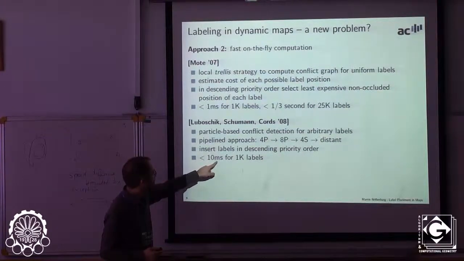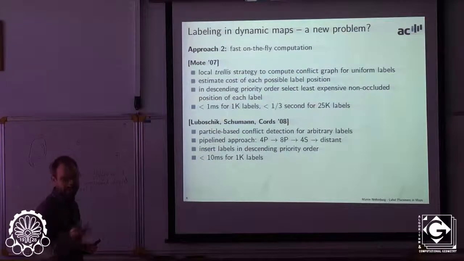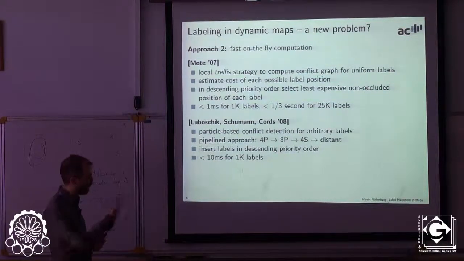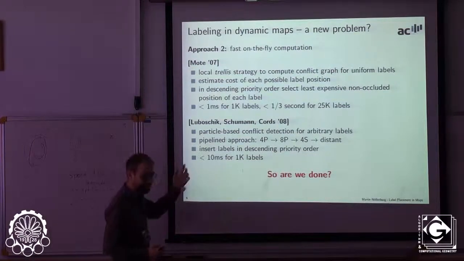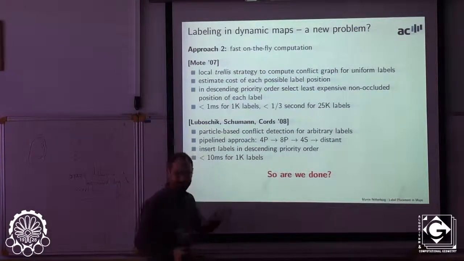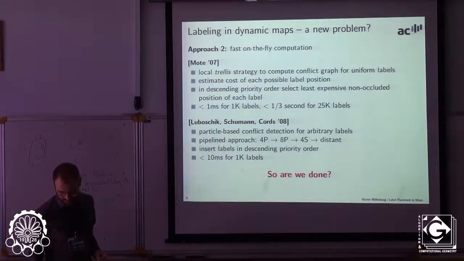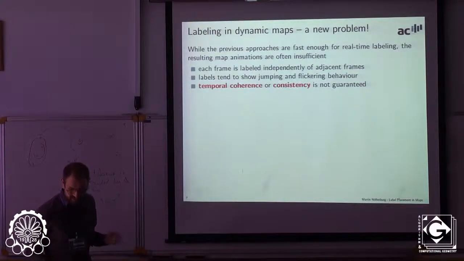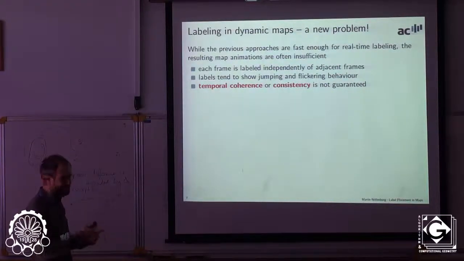It has a bit more candidates to consider, that's why it's slower. It needs up to 10 milliseconds for 1,000 labels, but it's still kind of fast enough to do this on-demand computation if it gives you a good result. So the question is, if we have these practical methods, what is to be done for theory also here? Is this the right model? So yes, that needs to be done something, because dynamic maps are not just independent frames of static maps.